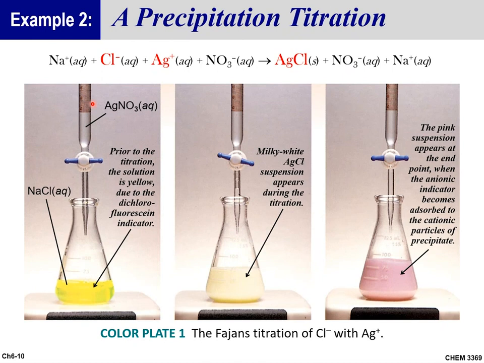Okay. And here we also use an indicator. But that indicator actually works quite differently from the indicators that are used in acid-base titration. In precipitation titrations, the indicator adsorbs at the surface of these silver chloride particles. And when all chloride ions are used, this indicator changes color. So it's a different mechanism, different chemistry compared to the acid-base.